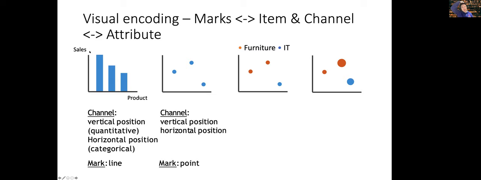Okay. And so if we compare these two validations, they're very simple. The data itself did not change in terms of items and attributes. They're exactly the same as the first one. But the marks changed from the line or the bar to the point. But the channel didn't change. You still use the same X and Y position. Yeah, I think we are getting there.